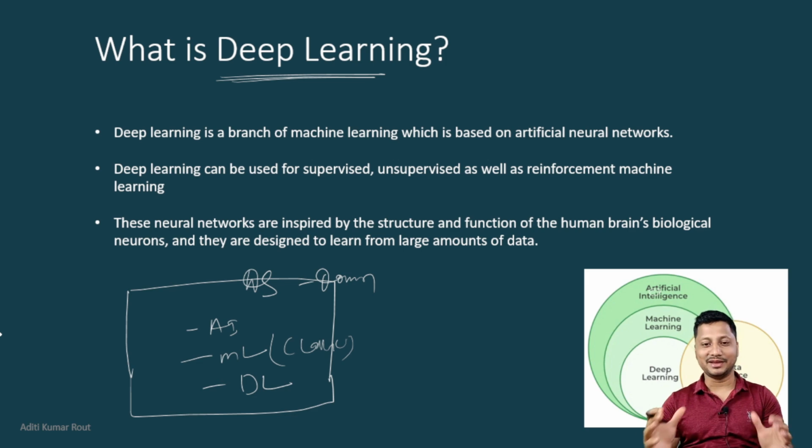This is always a very confusing factor. What exactly is the difference between machine learning and data science? This is exactly the difference. Data science is not machine learning. Data science is a domain where we are using machine learning as a tool, as a technique.